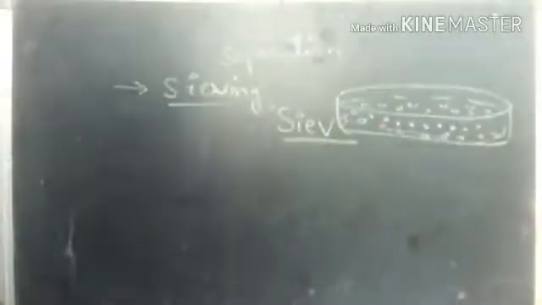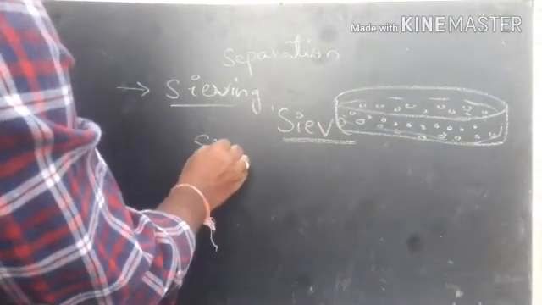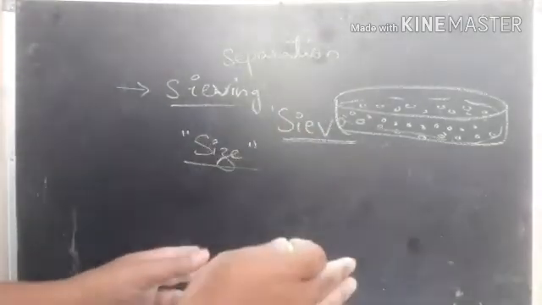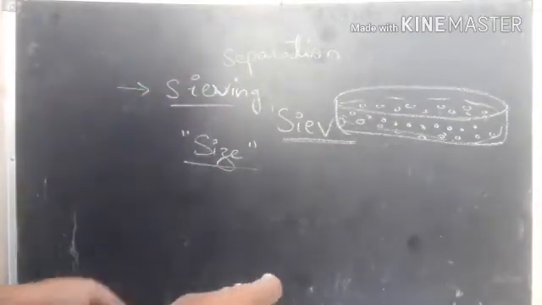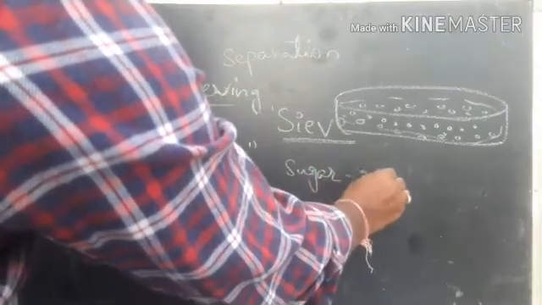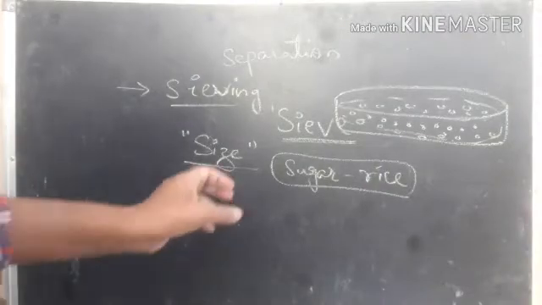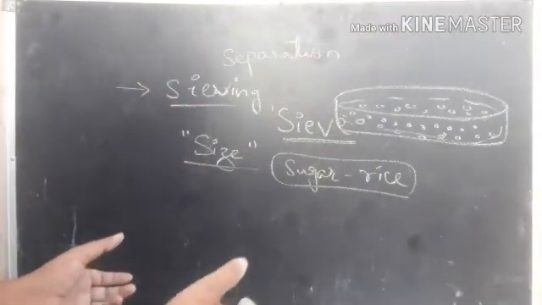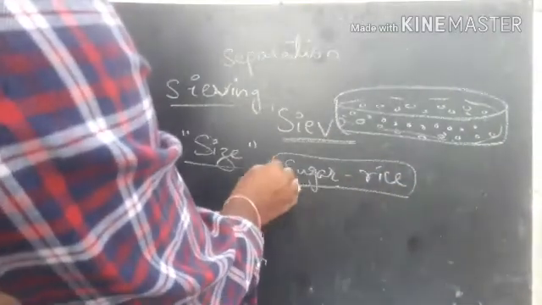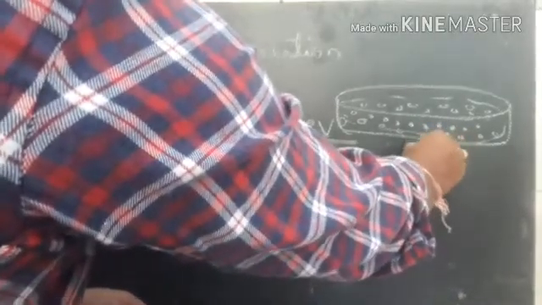We use the sieve to separate materials depending upon the difference in their size. So depending upon large size or small size, we are able to separate the material. For example, if sugar and rice are mixed together, then when you shake the sieve, the sugar falls down through the holes.